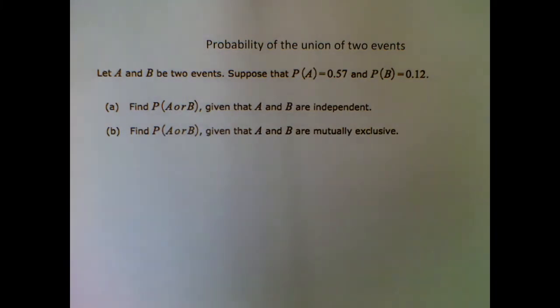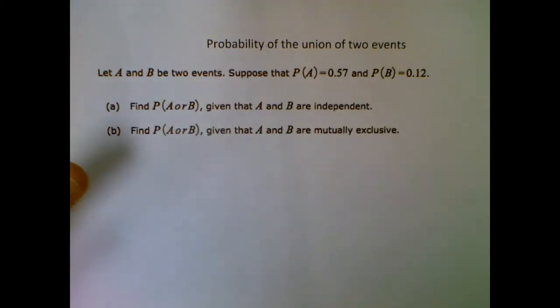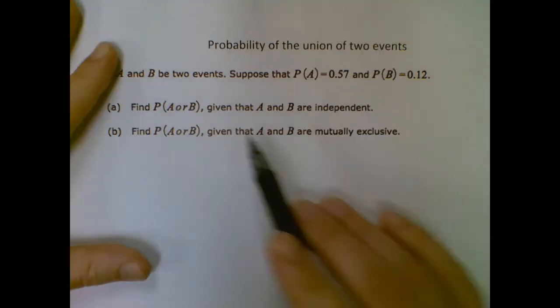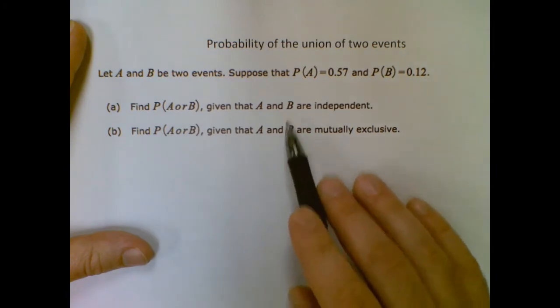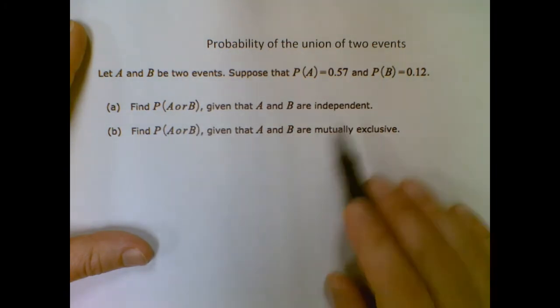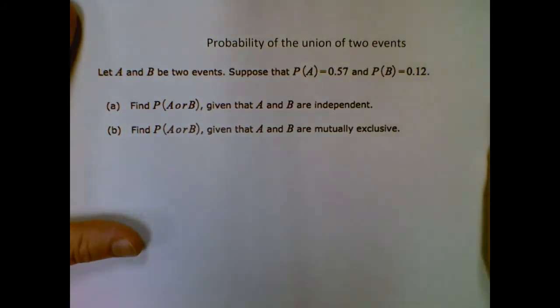Today we're going to be looking at the ALEKS topic, the probability of the union of two events. So we have two events, A and B, and the probability of A is 0.57 and the probability of B is 0.12. So we're going to be trying to find the union, or the probability of A or B happening in two separate instances. First when it's independent, and second when it's mutually exclusive.